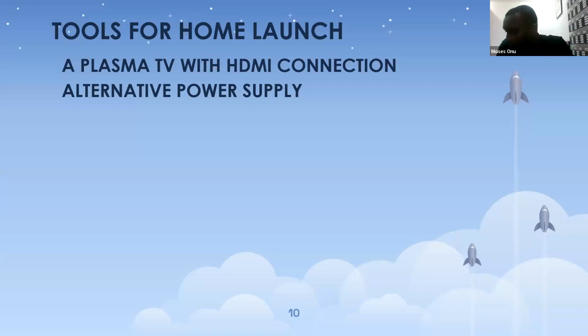Okay, it's all right. Make sure you have an alternative power supply. Do you understand? Make sure you have an alternative power supply. Get a standby generator. If you don't have, go and borrow from your friends, from your neighbor. Tell them to help you get this thing.